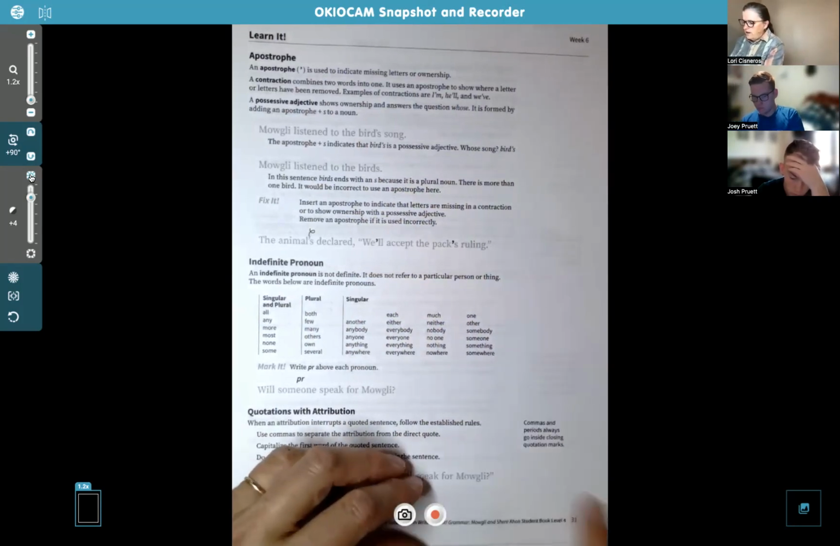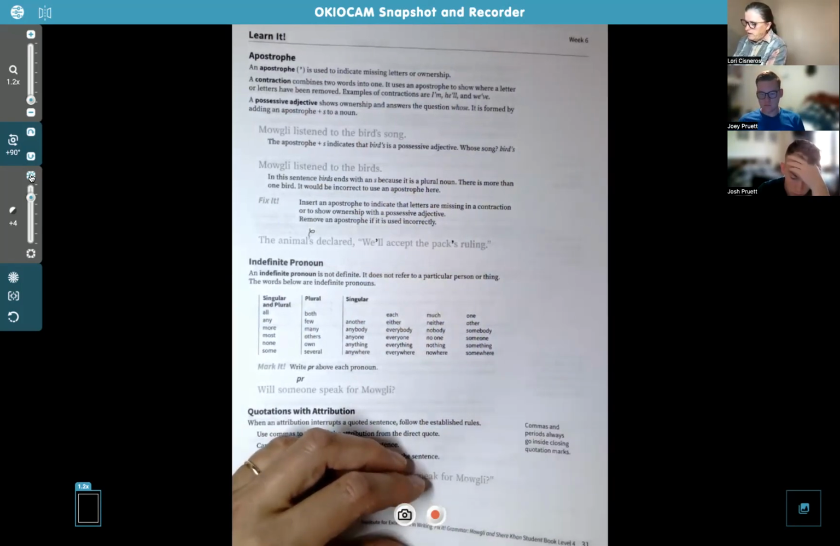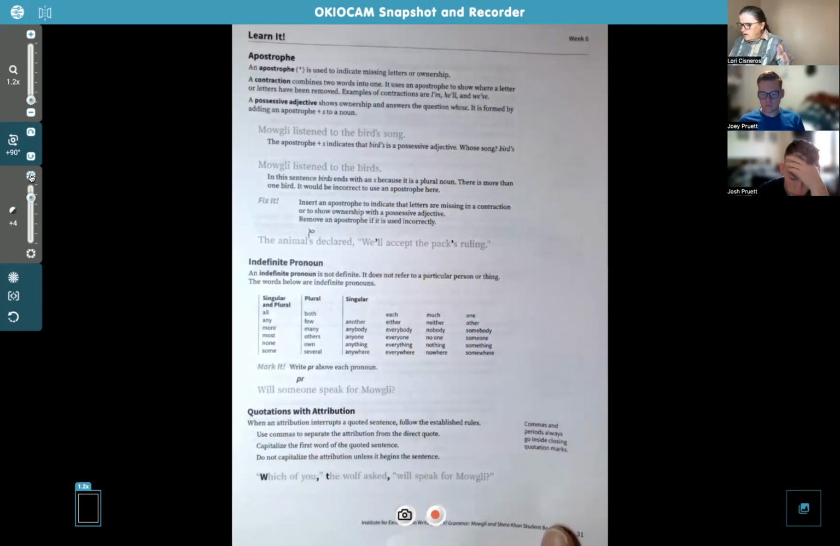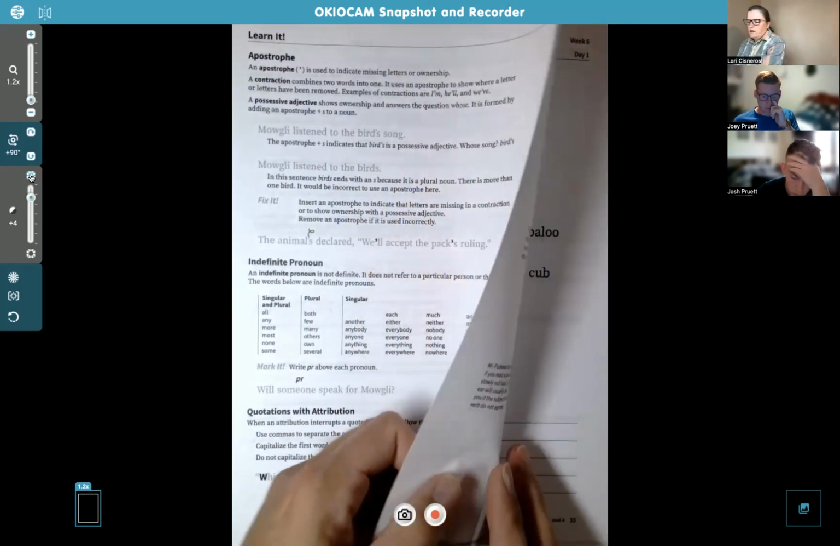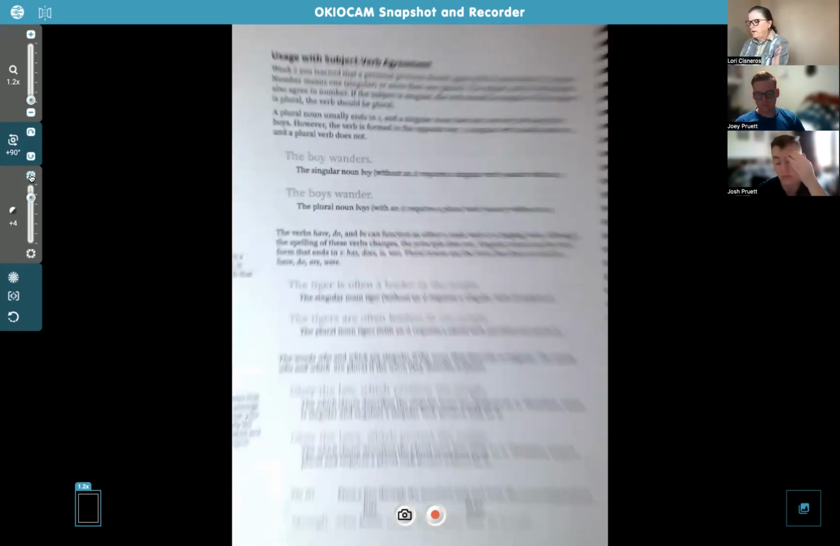And there's a little note in the margin there. The commas and the periods always go inside the closing quotation marks, and question marks, exclamation marks, whatever end mark you have goes on the inside. Okay, let's turn the page. 32.